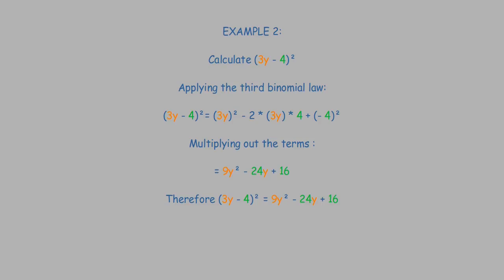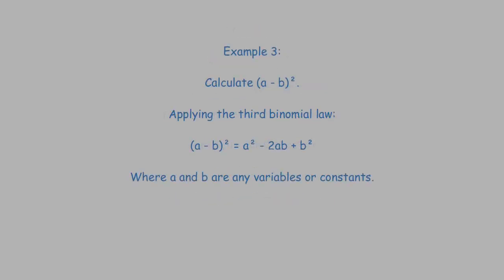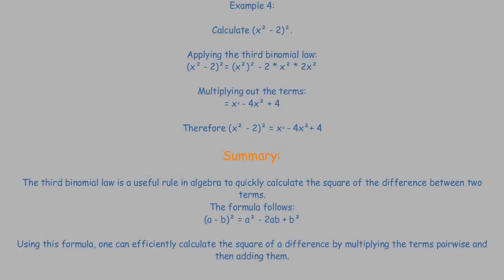Example 3, calculate (a - b)². Applying the third binomial law, (a - b)² = a² - 2ab + b², where a and b are any variables or constants. Example 4, calculate (x² - 2)². Applying the third binomial law, (x² - 2)² = (x²)² - 2 times x² times 2 + 2². Multiplying out the terms, x⁴ - 4x² + 4. Therefore (x² - 2)² = x⁴ - 4x² + 4.